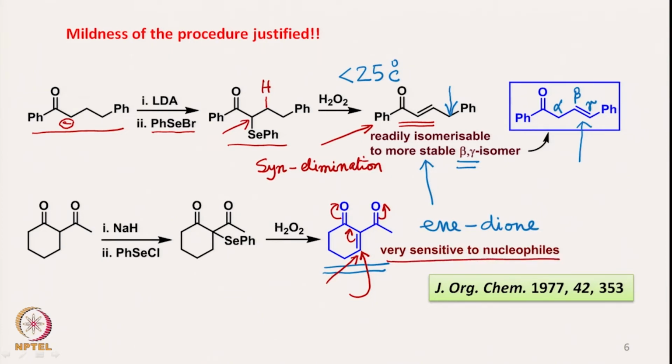So, if the reaction temperature is relatively high, then such nucleophilic attacks will easily happen during the reaction. So, the mildness of the procedure, that means the elimination of the selenoxide occurs at less than 25 degrees centigrade, and therefore such an enedione, which is sensitive to nucleophiles, can be readily prepared.